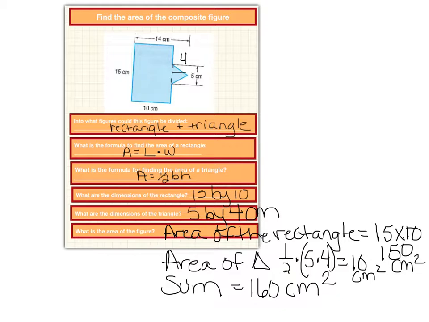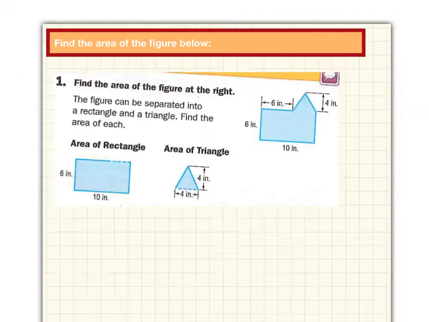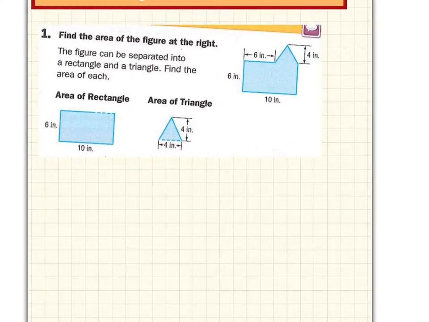Okay, go ahead and go to your next page, please. Okay, let's find the area of some composite figures. Okay, here we have a shape. Kind of looks like a little building. It's comprised of a rectangle and a triangle, all put together here. So we need to find the area of both.